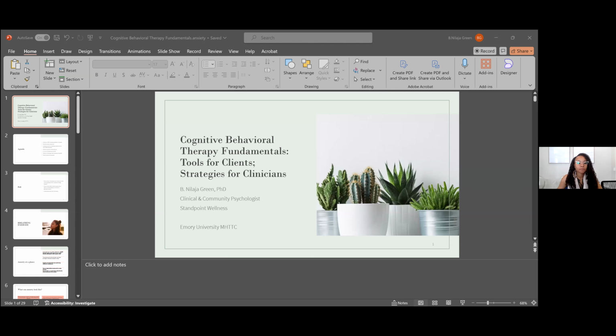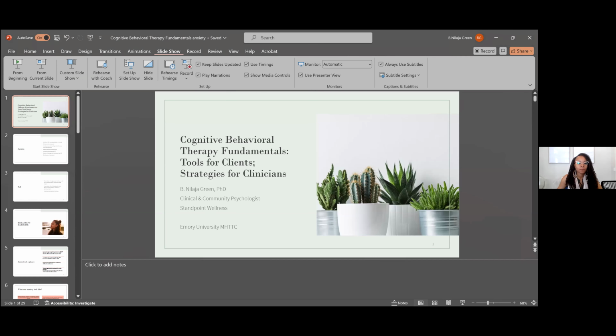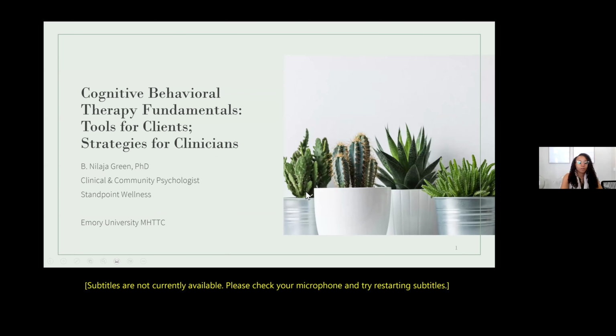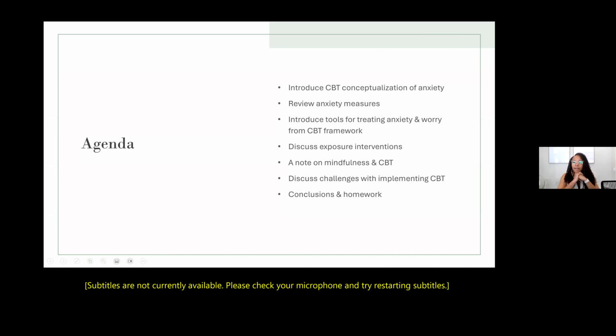All right, so this is our agenda. We're going to talk about anxiety through a CBT lens, review some measures of anxiety. CBT is big on objective measures, and so I like to include at least 2 examples per session. I'm going to introduce the common tools that are used when treating anxiety disorders from a CBT framework, talk about exposure.